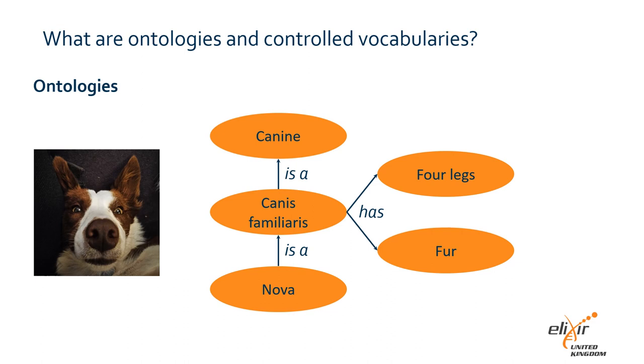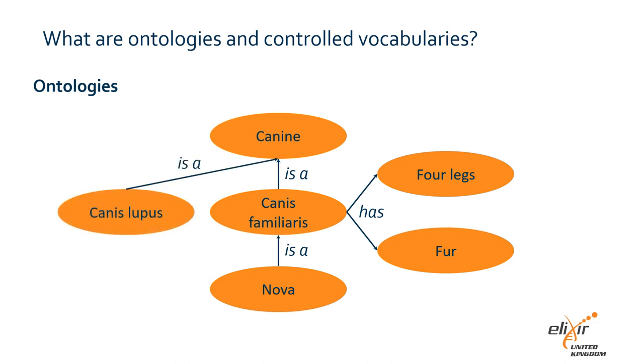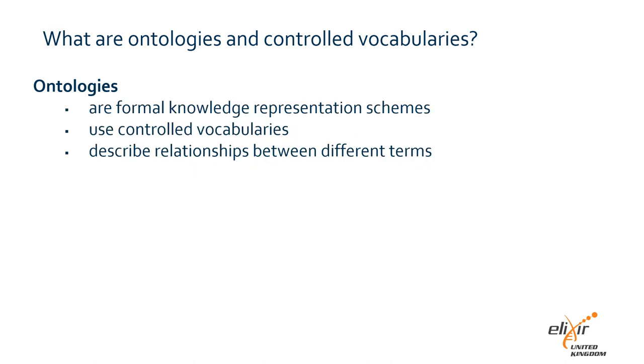For example, Nova is a canis familiaris, and a canis familiaris is a canine. This is what we call a parent-child relationship, in which the children are more specialized than the parents. For example, canis familiaris is more specialized than its parent term canine. Terms can have multiple child terms. For example, canis lupus, or the gray wolf, would also be a child term to canine. In summary, ontologies are formal knowledge representation schemes that use controlled vocabularies and that describe relationships between the different terms.